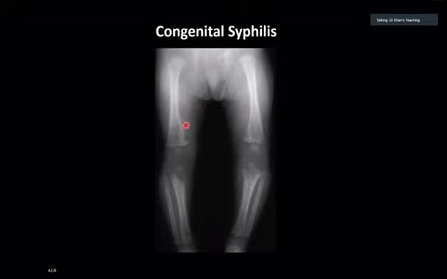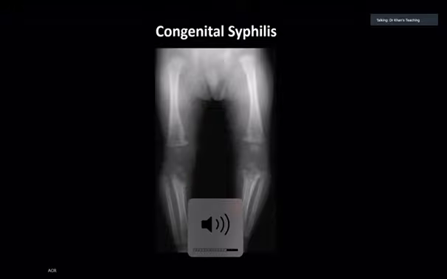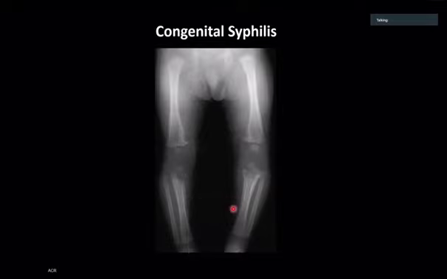Periosteal reaction goes along the diaphysis, extends to the metaphysis. Look at this erosion, and particularly look at this erosion and this erosion on the medial side of the tibia. And then there is periosteal reaction here, bilateral symmetrical. And this is classical for congenital syphilis. We'll come back to this.